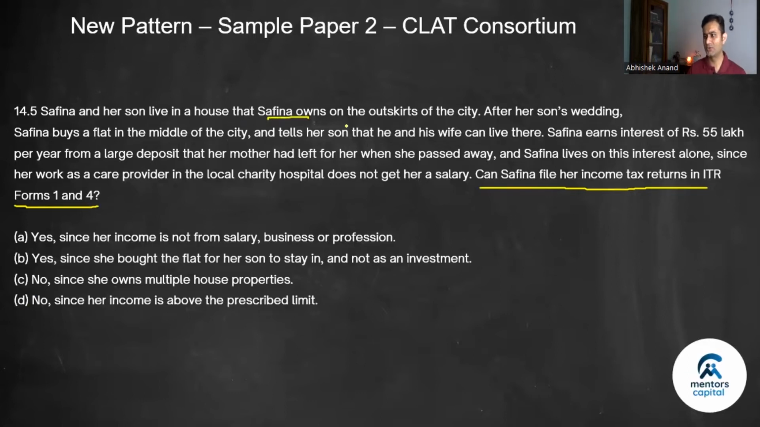So she owns one house on the outskirts of the city. After her son's wedding, Safina buys a flat in the middle of the city. She gets one more house and tells her son that he and his wife can live there. Safina earns interest of rupees 55 lakh per year from a large deposit. So 55 lakhs. So we have to see whether this is applicable or not. All right. And she lives on the interest alone. So what are the principles that you have to check here?